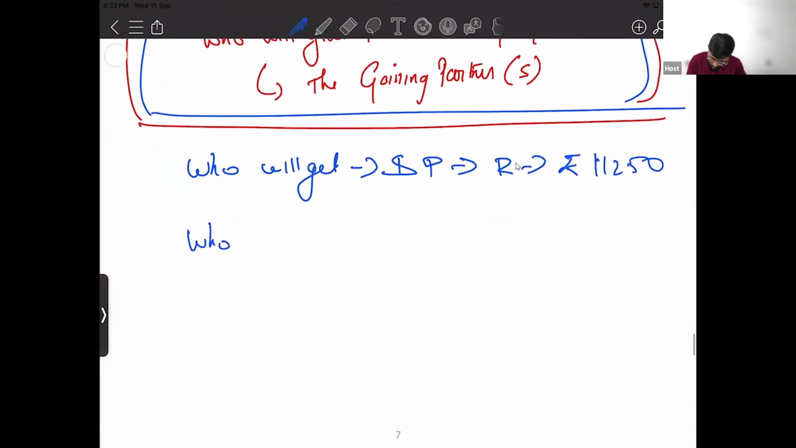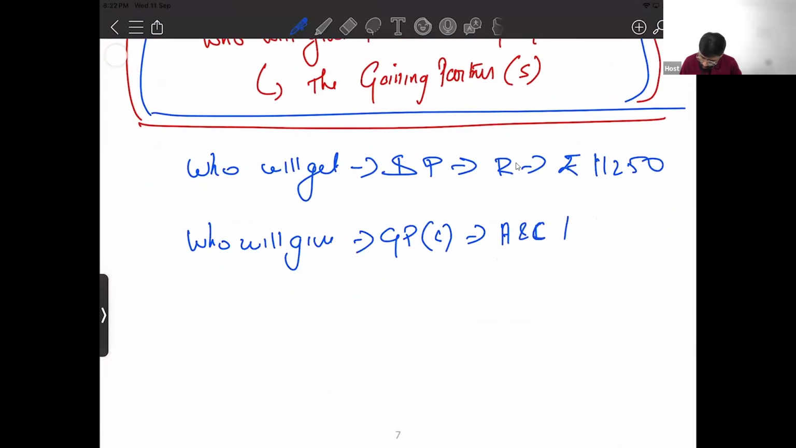Who will give? The gaining partner or partners? Who are the gaining partners? Either it can be A or B both. Sorry, A or C both, or only A or only C. The partner who gains the future profit. We can find that by finding out the gaining ratio.